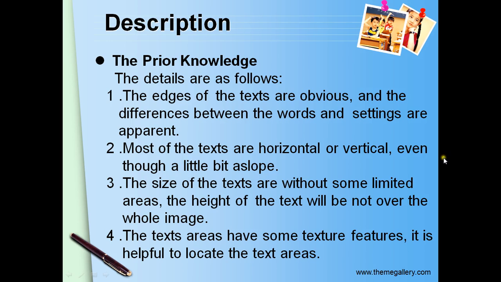About the prior knowledge, we know some edges of the text are obvious, and the difference between words and settings is apparent. Most of the texts are horizontal or vertical, even though a little bit sloped. The size of the text is within some limited area, and the height of the text will not exceed the whole image. The text areas have some texture features. It is helpful to locate the text areas.